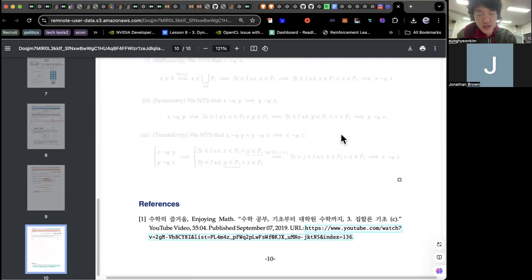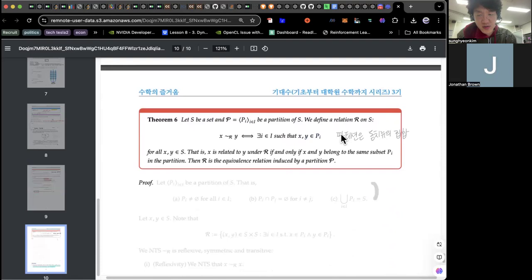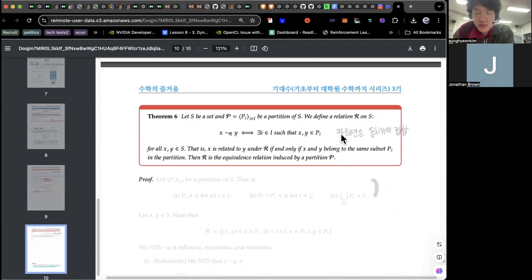Let me give you an intuition for why this is true. To blow past the confusing notation, it's saying if X is related to Y under R, then they're both part of the same equivalence class, right? Which would mean they'd both be part of the same partition. So that's all that line is saying, in notation.